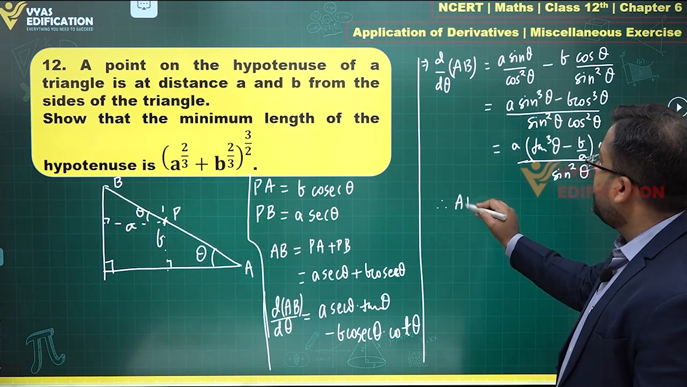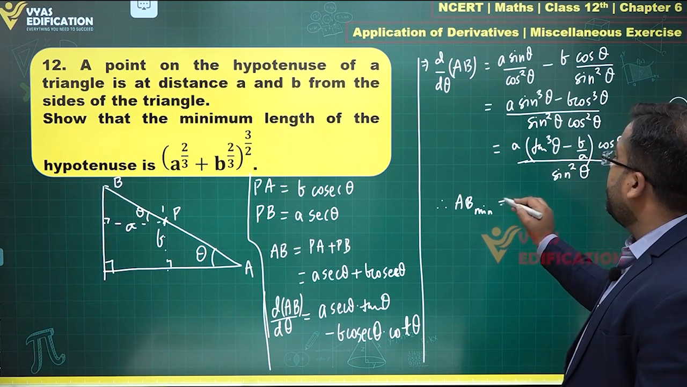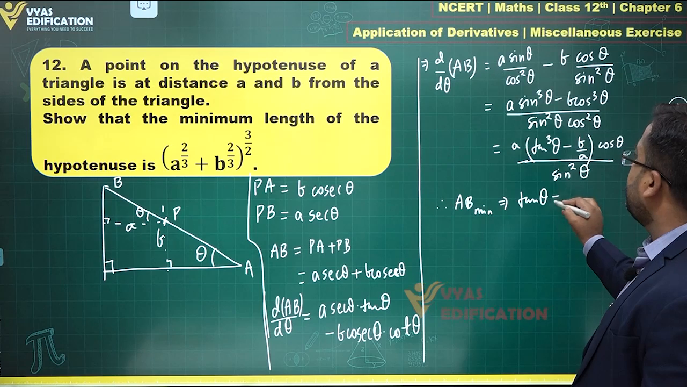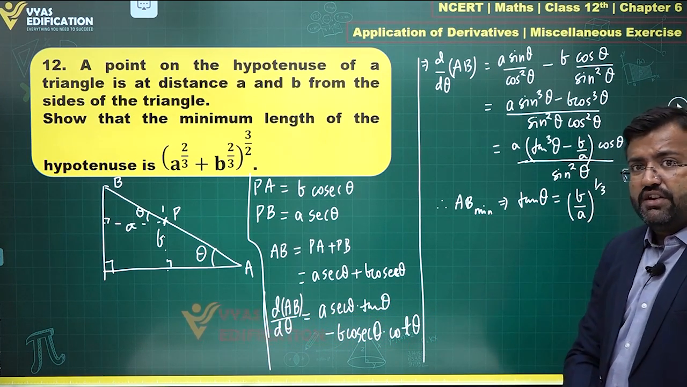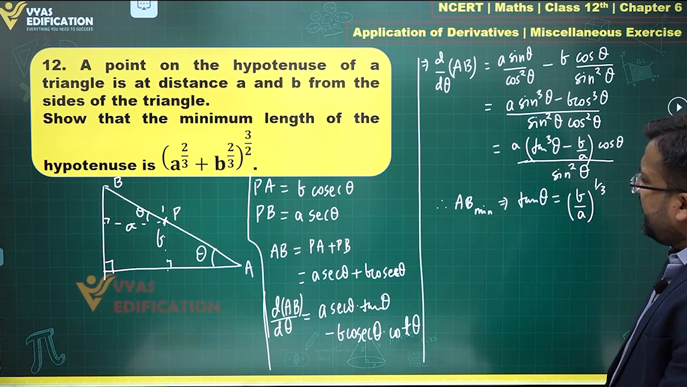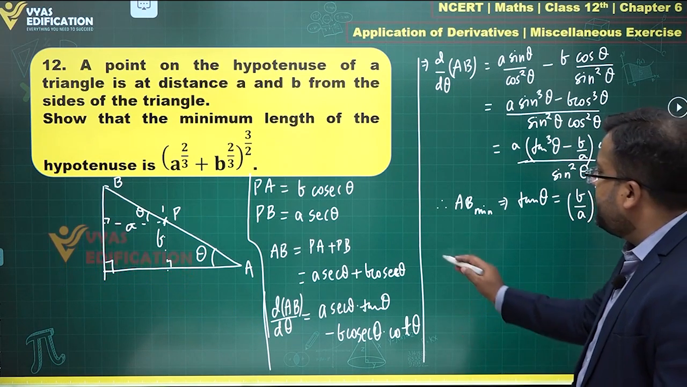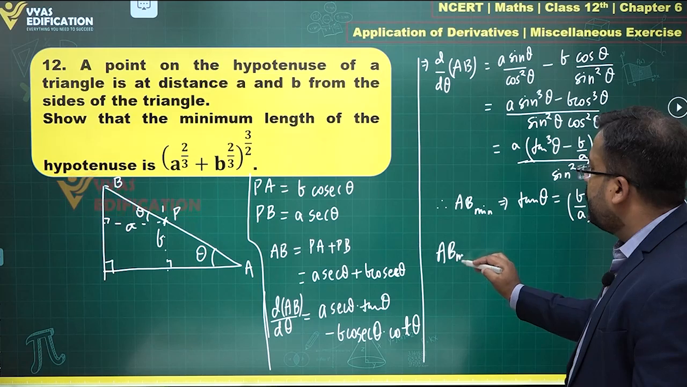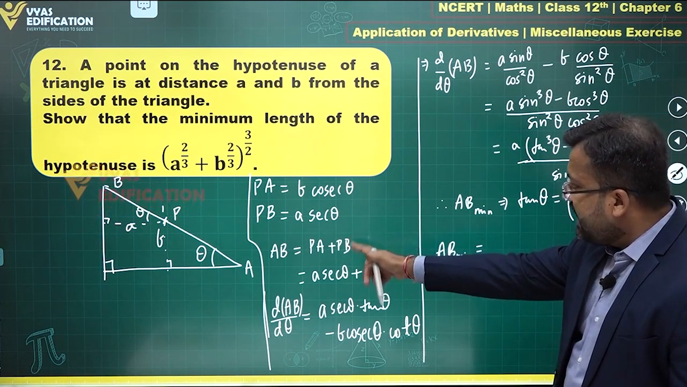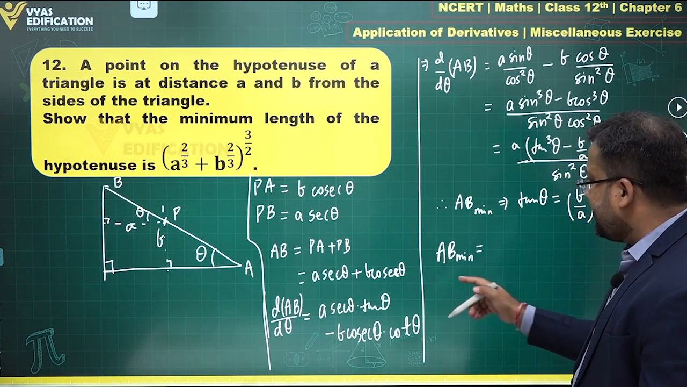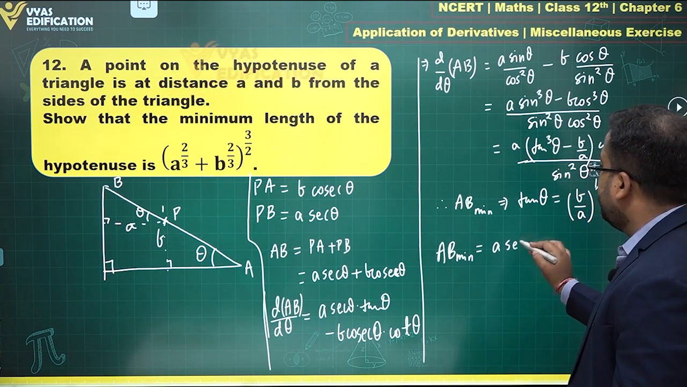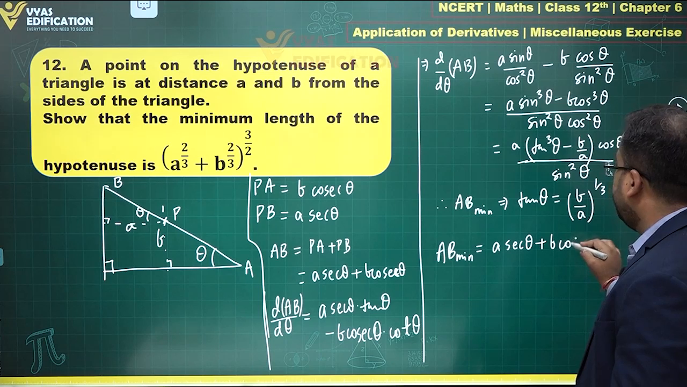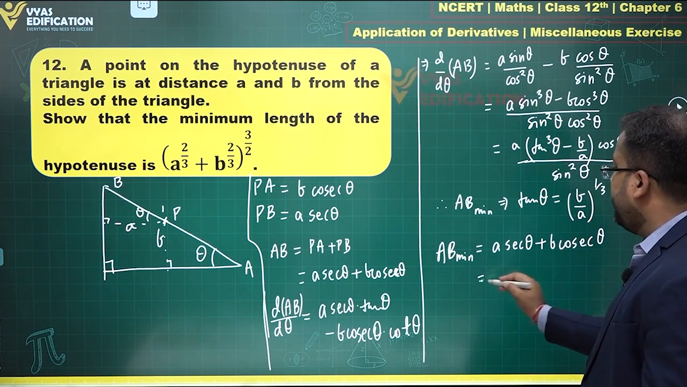Therefore, AB minimum implies tan theta is equal to b upon a power 1 by 3. That's what I'm interested in, right? Tan theta equals to this, and if tan theta equals to this for AB minimum, the minimum length of AB will be equal to what? This is AB, we already know, this is a sec theta plus b cosec theta. Yes, a sec theta plus b cosec theta, and I can easily find the value of sec theta.